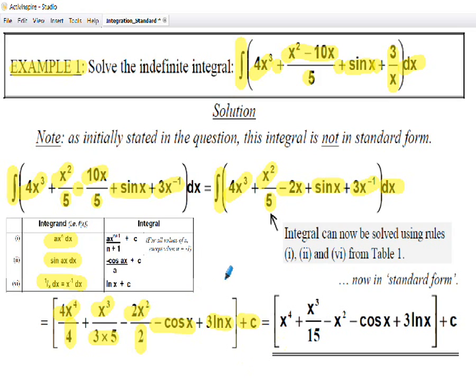Just tidying that last expression up, we get x to the 4, x to the 3 upon 15 minus x squared minus cos x plus 3 ln x plus c as our solution. All standard forms.